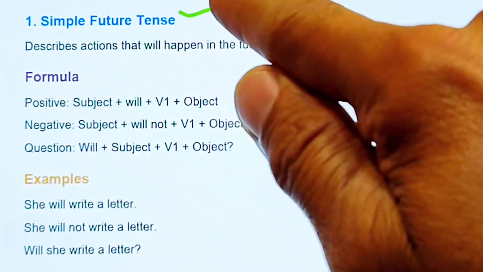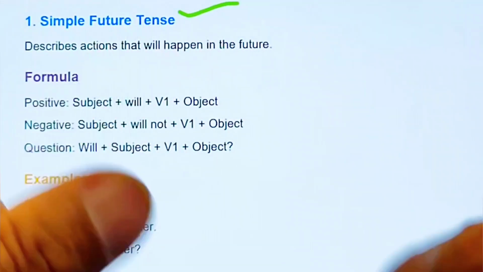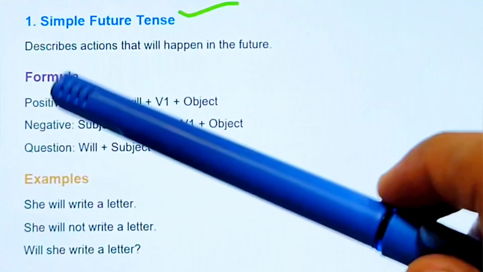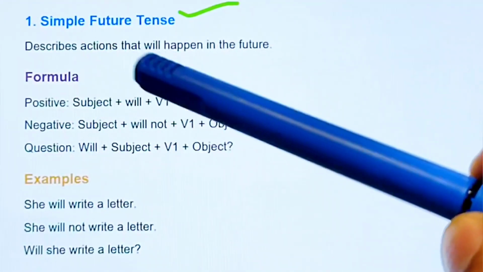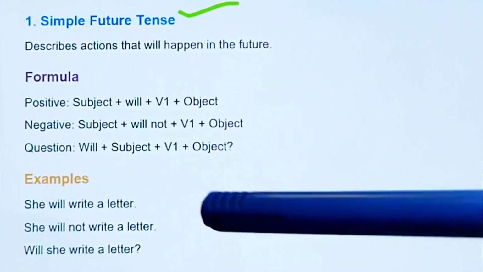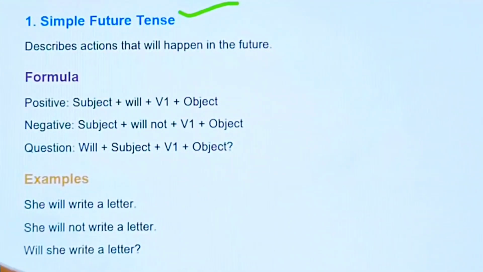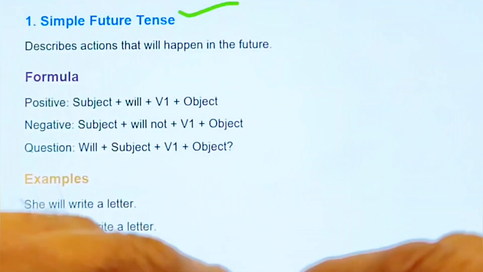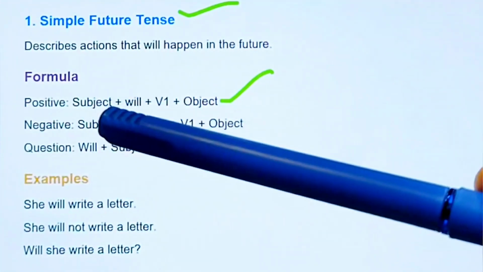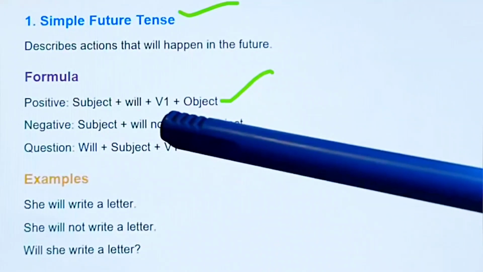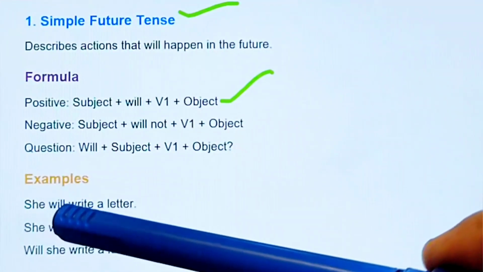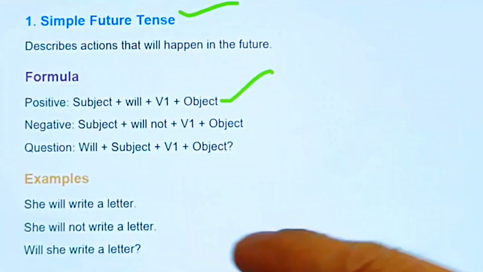This one here is simple future tense, and what is the definition? Simple future tense describes an action that will happen in the future. And the formula for future tense for a positive sentence is: subject plus will plus first form plus object. An example: she will write a letter.